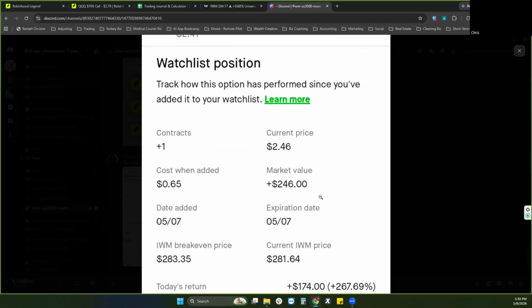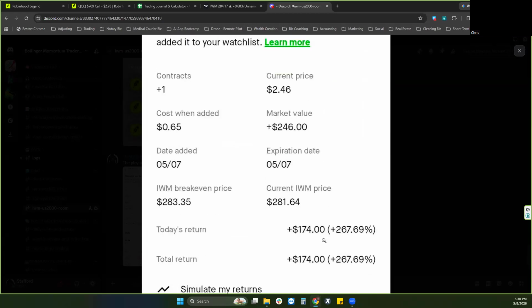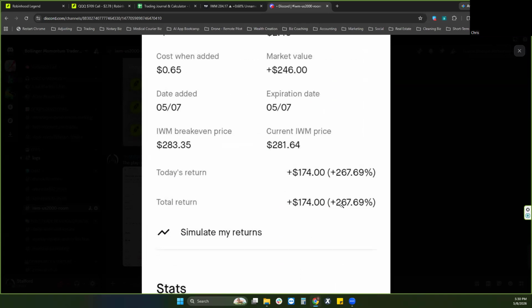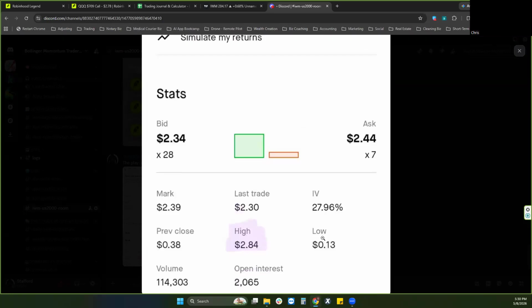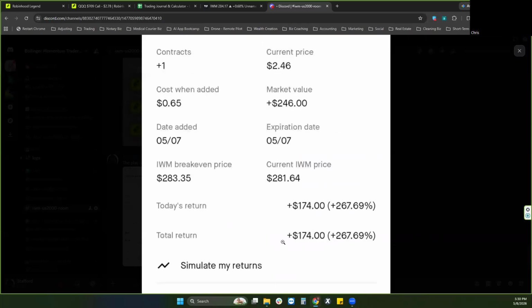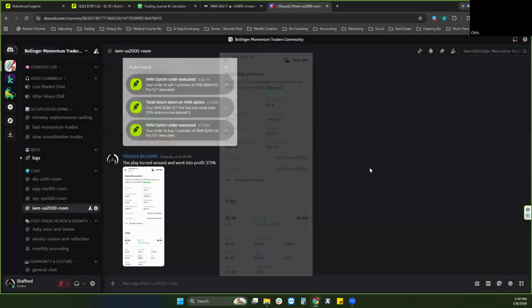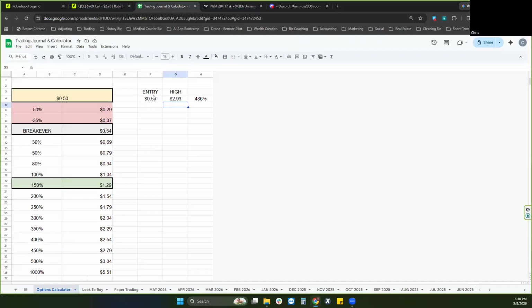So $2.46. And so that was well over a 250% gain. But it went as high as 284, so $2.84 on the high side, right? So if I got in at 65 and 284, that's a 337% gain for that trade. Okay, so 337% gain on that trade.